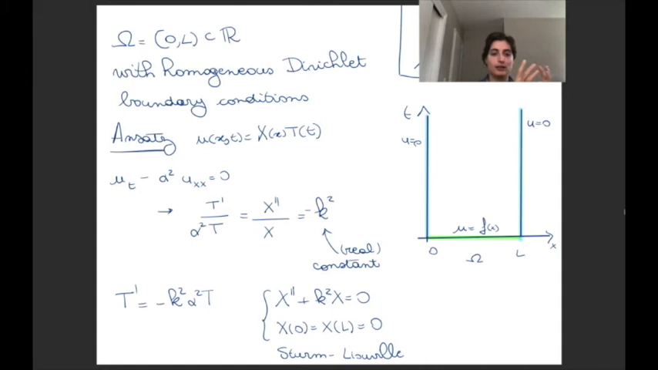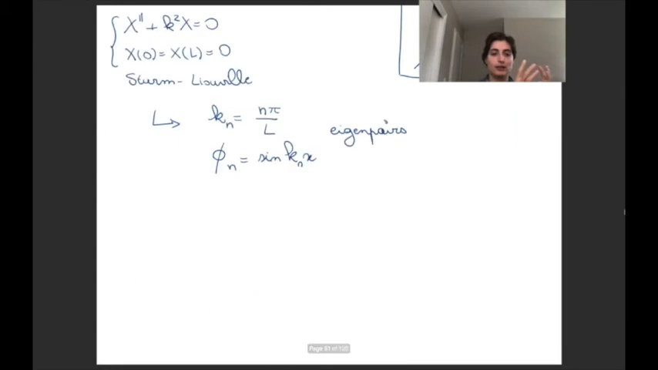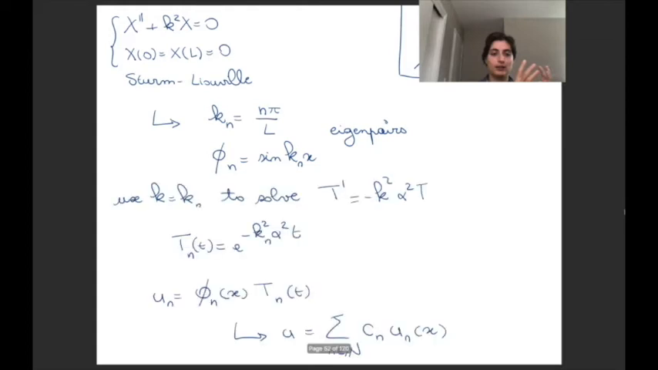And then we have separated our problem into two ODEs. One in the Sturm-Liouville setting, and one a very standard first order ODE. We have solved the Sturm-Liouville problem, finding eigenpairs and using the eigenpairs to solve. So in particular, we use the eigenvalue to set that and use it in the ODE for the temperature. And we developed the ODE for the temperature.